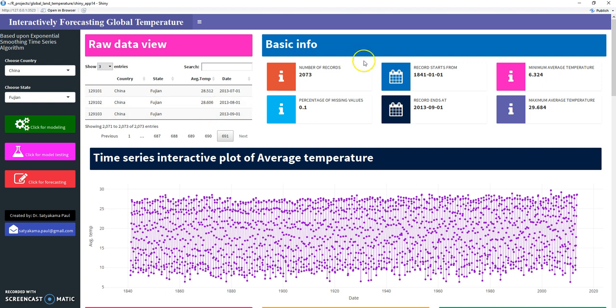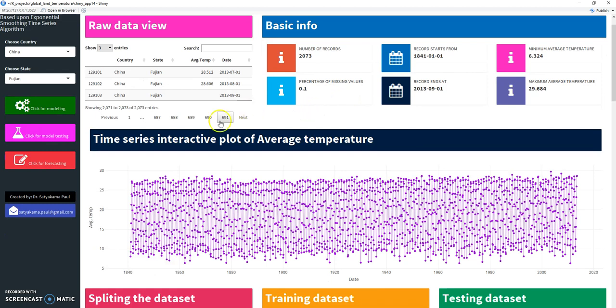And let's look at the basic information. What you can see over here is the record starts from 1st of January 1841, and the record ends on September 2013. The minimum temperature that has been recorded during the period is 6.32 and the maximum temperature is 29.68. The number of records that we have in the data set over here, as you can see, is 2073, and the percentage of missing values is in total 0.1%.